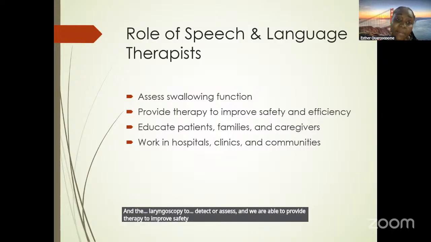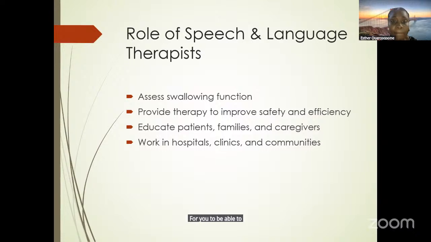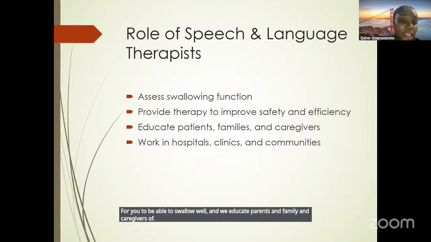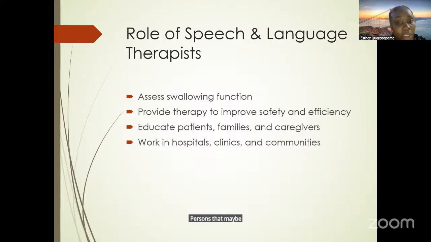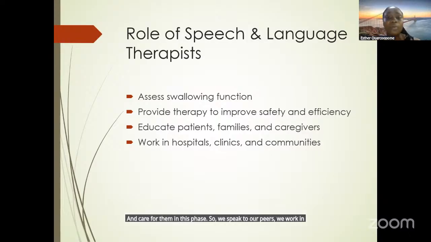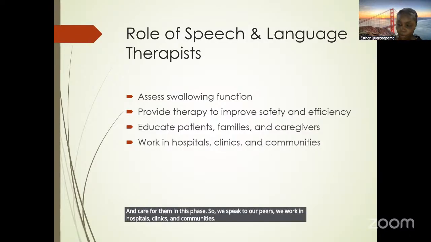And we are able to provide therapy to improve safety. We will teach you some exercises or compensatory strategies for you to be able to swallow well. And we educate parents, family and caregivers of persons who are maybe having a stroke on how to feed them and how to sit and care for them in this phase. So with speech therapists, we work in hospitals, clinics, and communities as well.